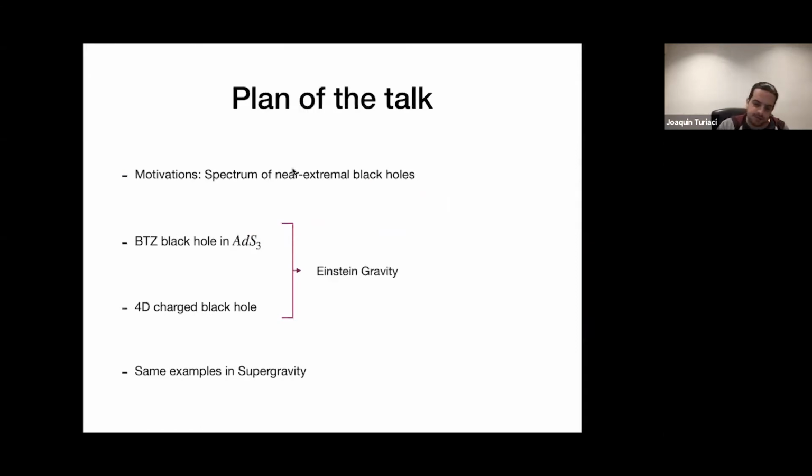This is roughly the plan. I'm going to begin with some motivations and why the spectrum of near extremal black holes is interesting. You might think that maybe it's an old-fashioned subject and we understand everything, but not quite. Then I will emphasize what questions I'm interested in. Then I will look at some examples in Einstein gravity, in black holes that are near extremal but do not preserve any supersymmetry. Then examples in supergravity where, at extremality, some supersymmetry is preserved, and we will see the differences and similarities between both cases. Please feel free to interrupt me at any moment if you have any question or comment or complaint.